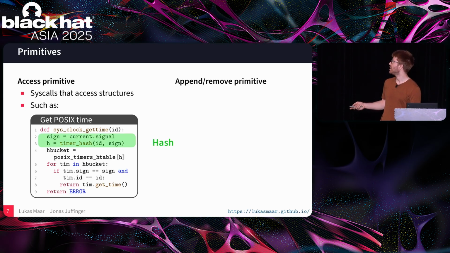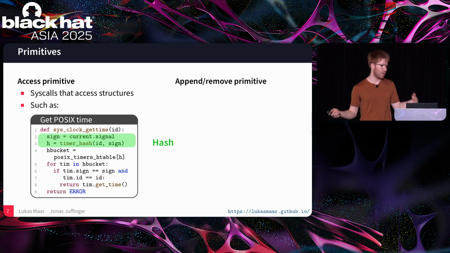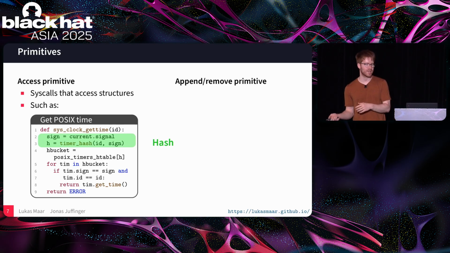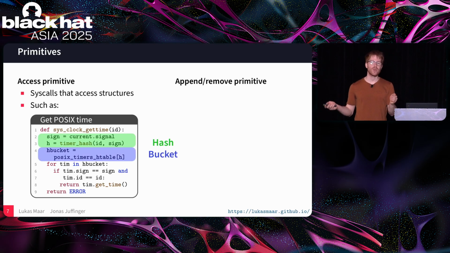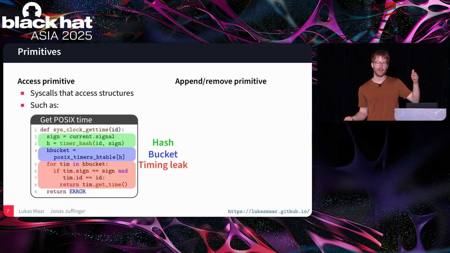where in the first stage the syscall takes this argument, so this ID, and one kernel address, the kernel address of the signal struct, and calculates a hash using the timer hash function. This hash is the index where we obtain a reference of the hash bucket. And then in the last step, we iterate over all elements of the hash bucket, and if we provide an ID which does not match any of these elements in the linked list in a bucket, then we leak the entire occupancy level of this hash bucket through the timing.